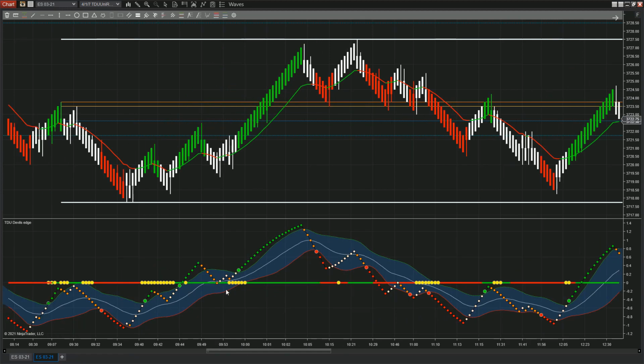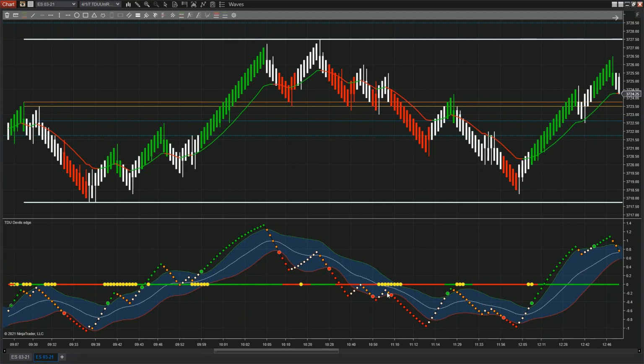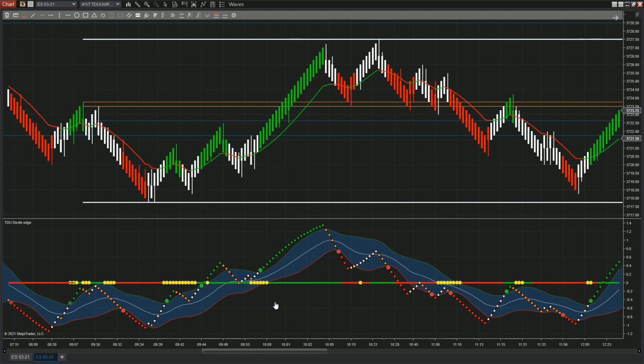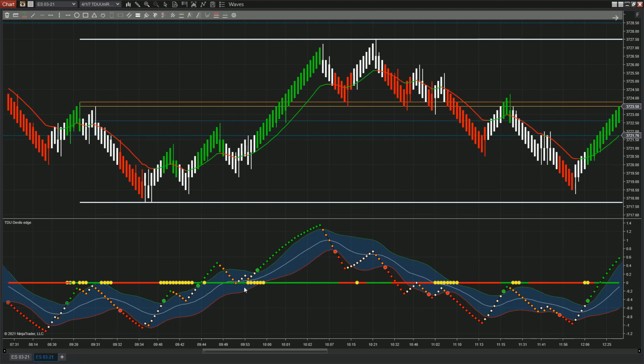Now, additionally here, we have a center line. And you'll note here on the center line very clearly that we have these big yellow dots. Well, what we're doing here is we're combining an indicator that you may be familiar with. It's called the TTM squeeze. It was first made famous by John Carter. And this is a technical phenomenon that takes place when we have a reduction of volatility.